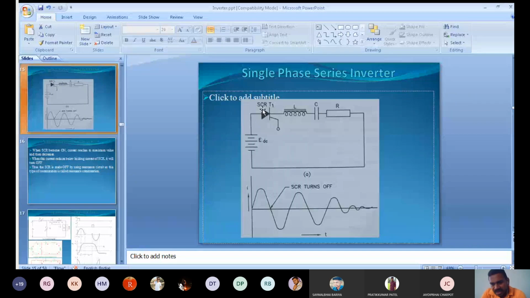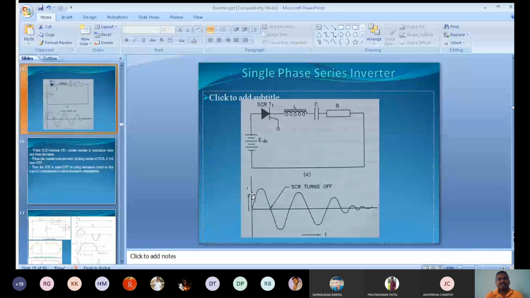So when we are making the SCR on, at that time what happens? The source is connected to the load. So current is flowing through the SCR also. Now when the SCR is off, at that time the current flowing through the SCR is 0. But as soon as the SCR becomes on, the current rises and at one point it reaches the maximum point.